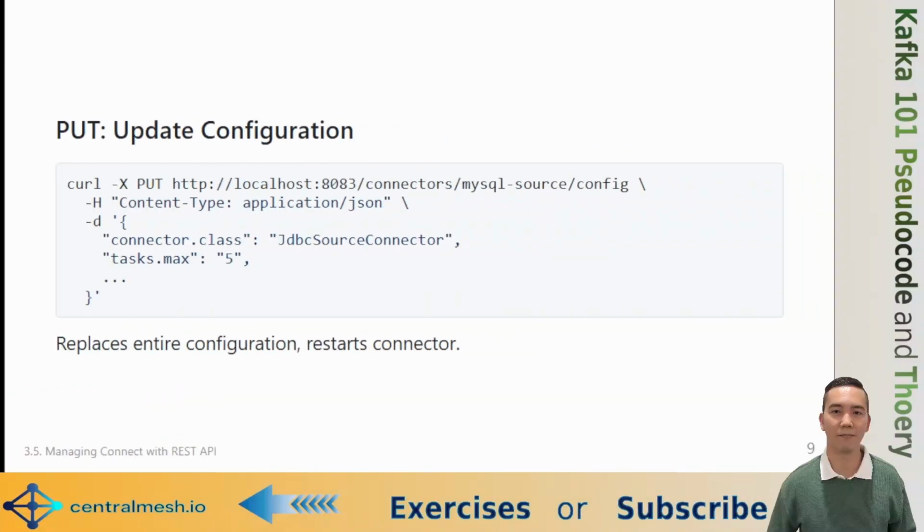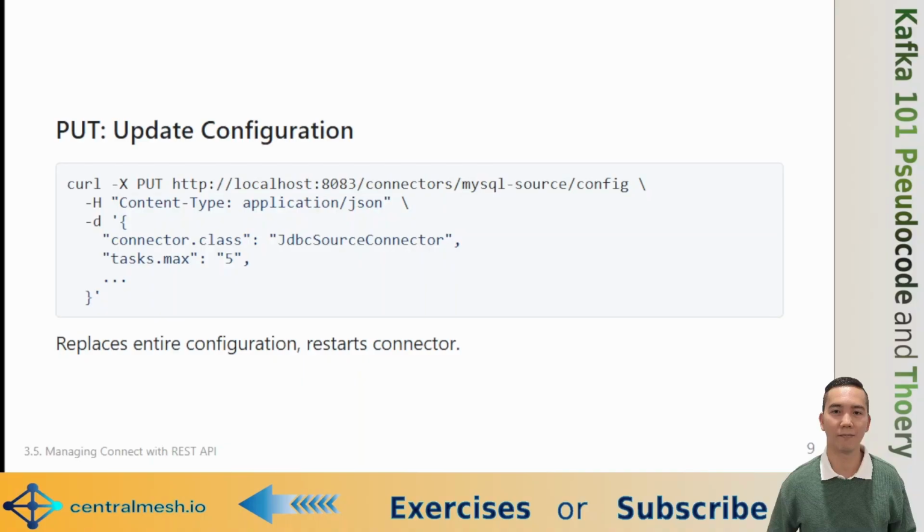Eventually, you will need to change a connector configuration. For example, perhaps you want to increase parallelism by changing task.max from 3 to 5. To do that, we send a PUT request to the connector's configuration endpoint. One important thing to remember is that PUT replaces the entire configuration. This is not a partial update. That means your request should contain every required configuration property, not just the ones you are changing. Once the new configuration is accepted, Kafka Connect restarts the connector using the updated setting.